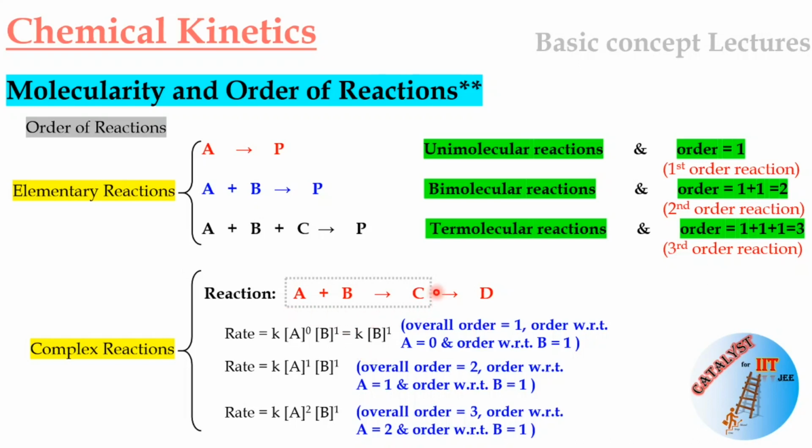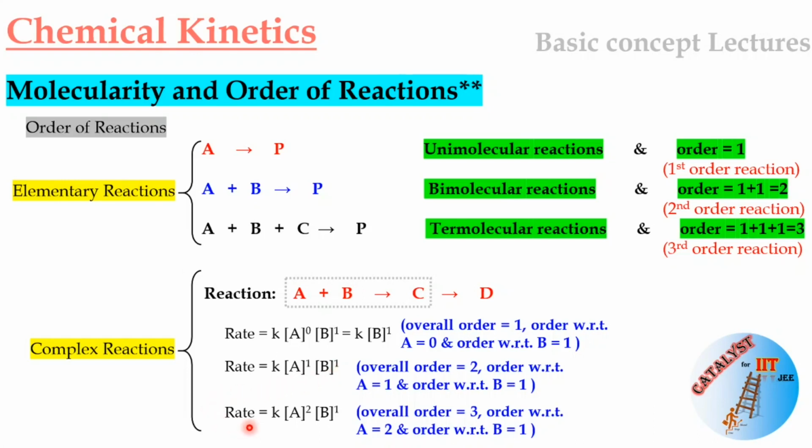And if I consider that this is my rate determining step and the rate is found to be k[A]^0[B]^1, the overall order of the reaction will be 0 plus 1, which is 1. The order with respect to A will be 0 because the power of A is 0, and the order with respect to B will be 1 because the power of B is 1. Now similarly here, we found this rate equation from experiments, and the overall order is 1 plus 1, which is 2. The order with respect to A is 1 and the order with respect to B is also 1, as the power of B is 1 here.